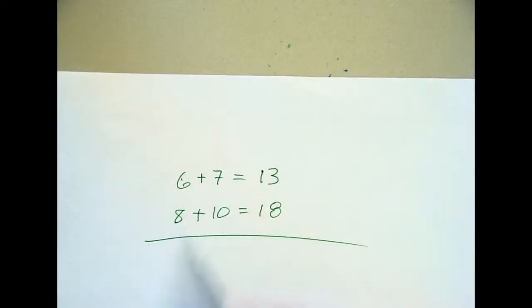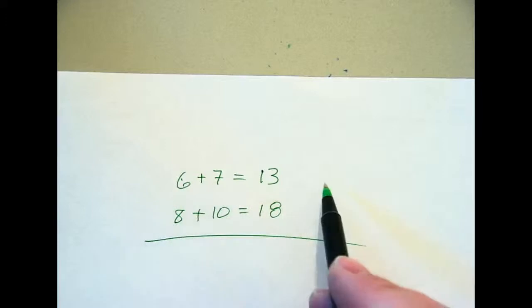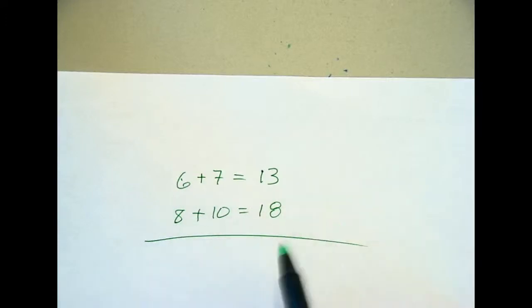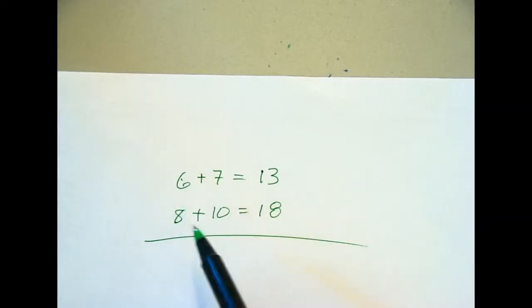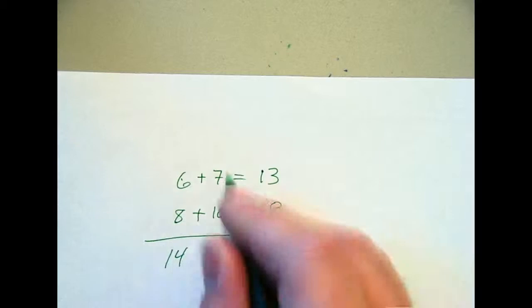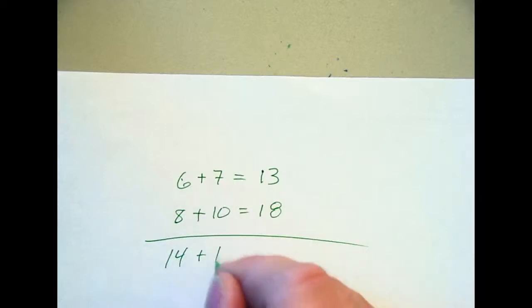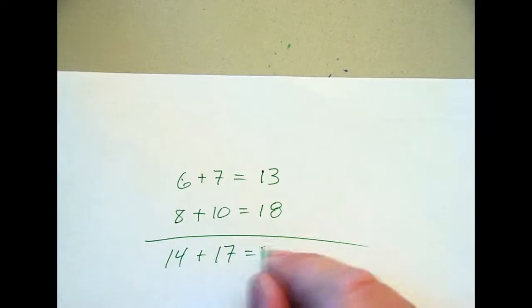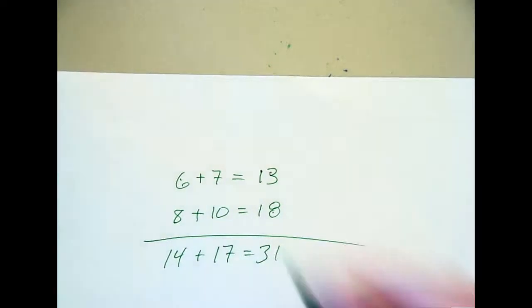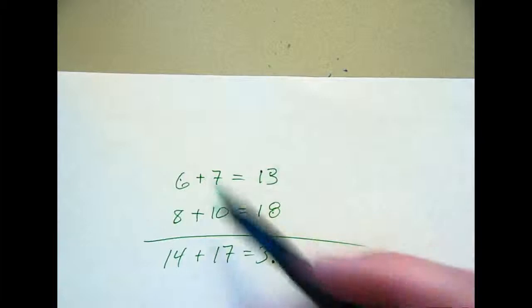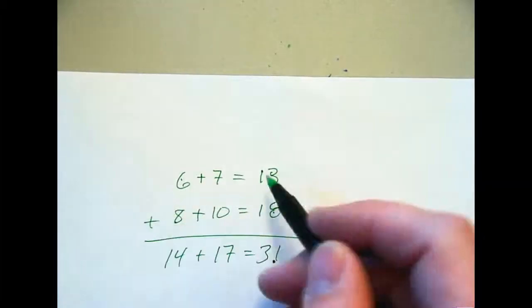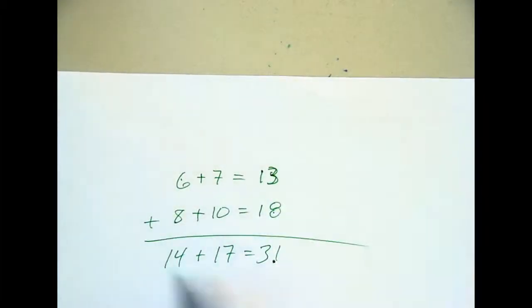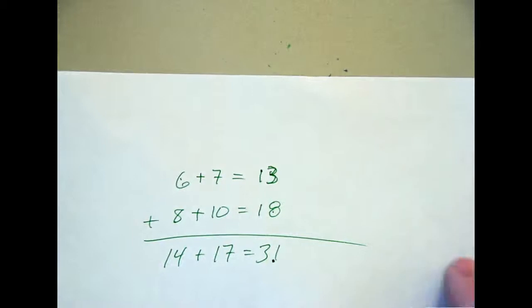Did everyone agree that 6 and 7 is 13? And 8 and 10 is 18. Okay, what's 6 plus 8? 14. And 7 and 10? 17. What's 14 and 17? 31. What's 13 and 18? 31. So you can add equations together as long as they're true equations and come up with an equation that's true. And that's kind of the foundation of what we're doing here.